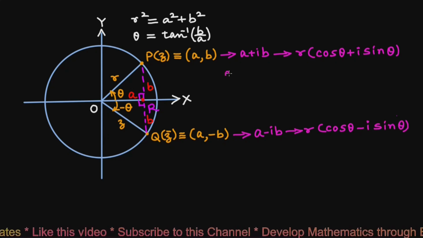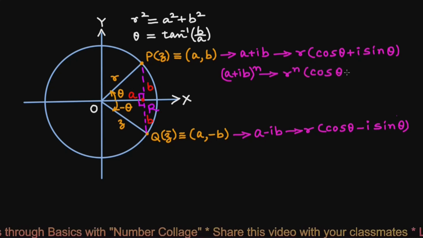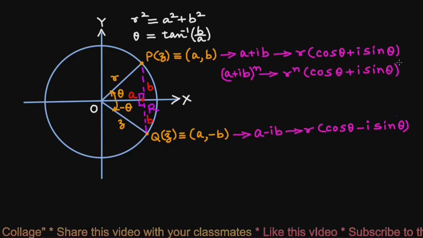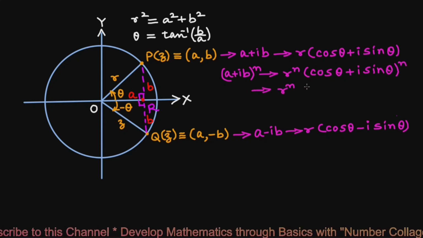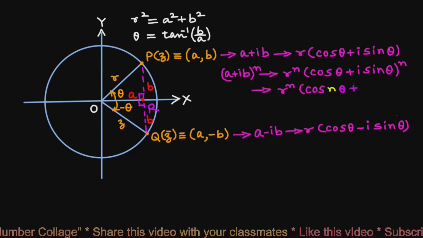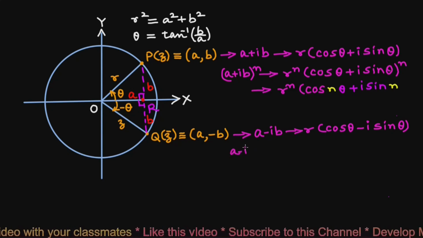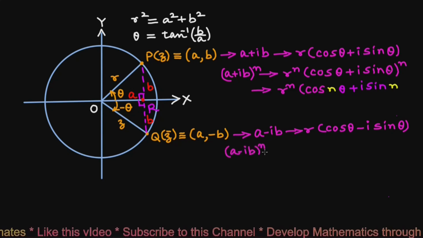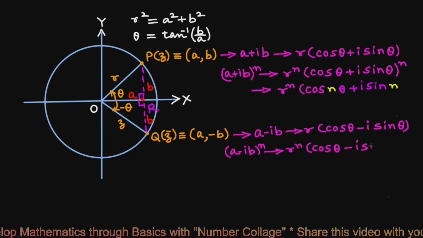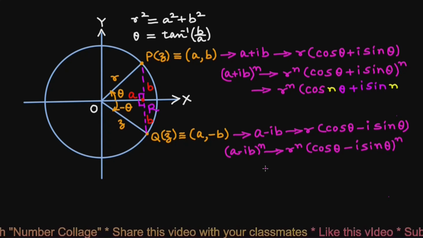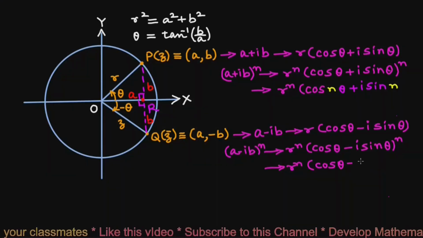Now (a plus ib) raised to n will be r raised to n (cos theta plus i sin theta) whole raised to n, which according to DeMoivre's theorem will be r raised to n (cos n theta plus i sin n theta). Similarly, (a minus ib) raised to n will be r raised to n (cos theta minus i sin theta) raised to n, which by DeMoivre's theorem will be r raised to n (cos n theta minus i sin n theta).